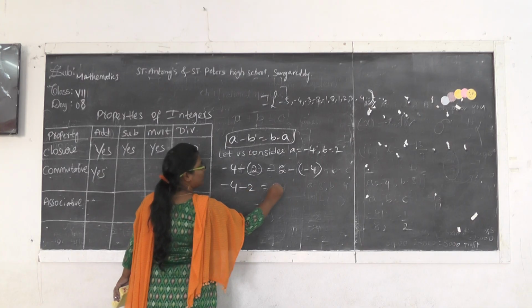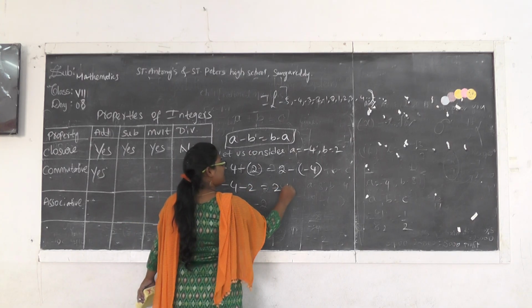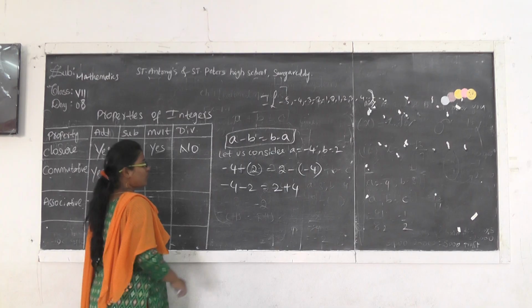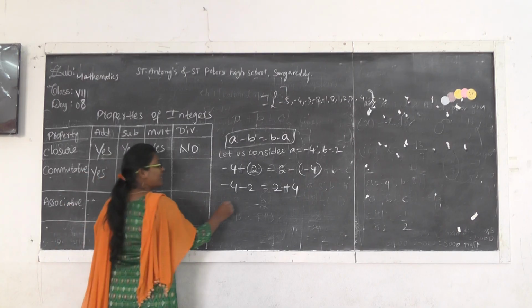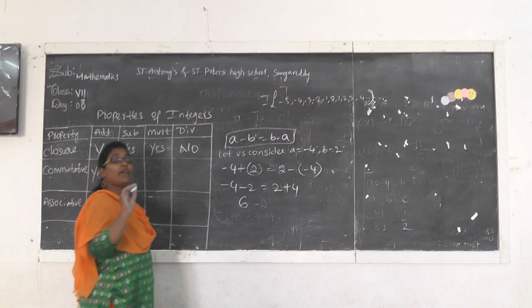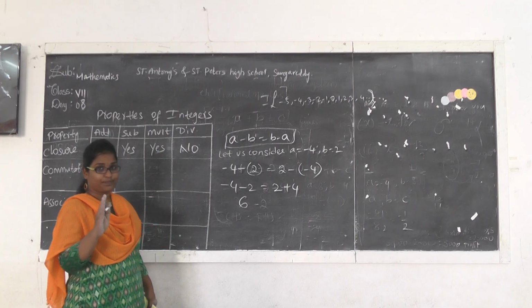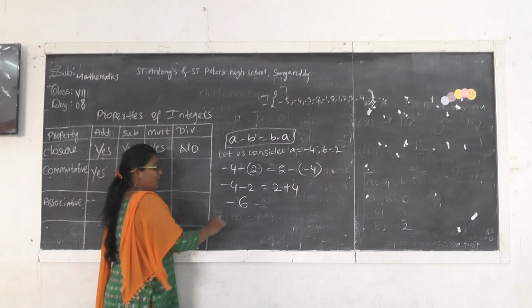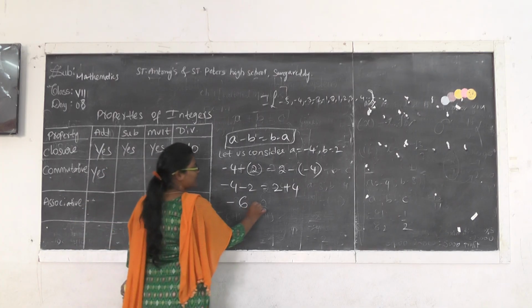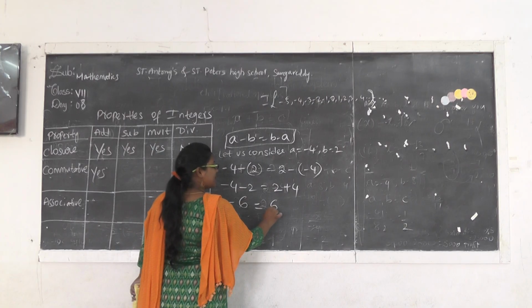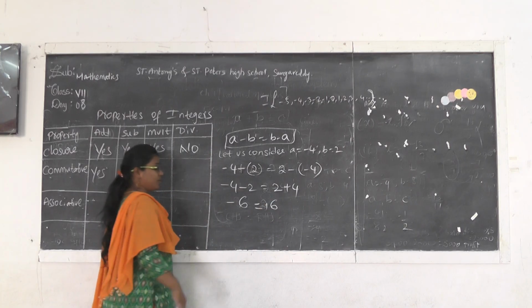So minus 2 equal to 2. Both are having the same symbol, so plus, 2 plus 4. Now both are having the same symbol, so what do we have to do? We have to add. 4 plus 2, how much? 6. But whenever we are adding two same signs, the result is negative only, minus 6. Here 2 plus 4 is 6, both are positive, the result is also positive.